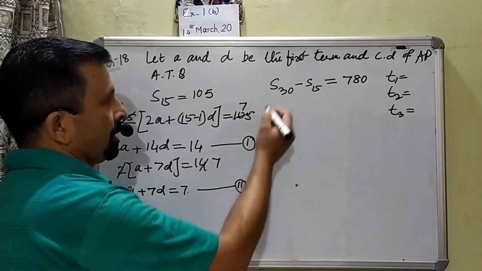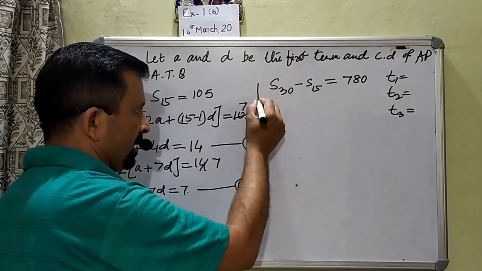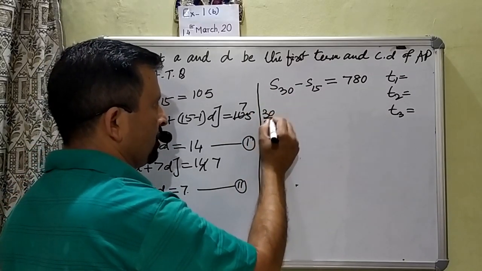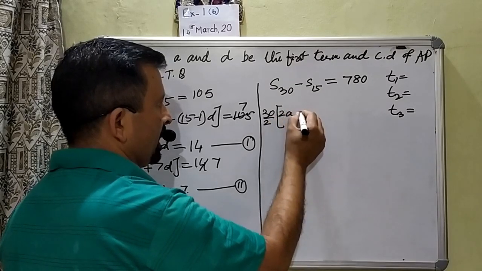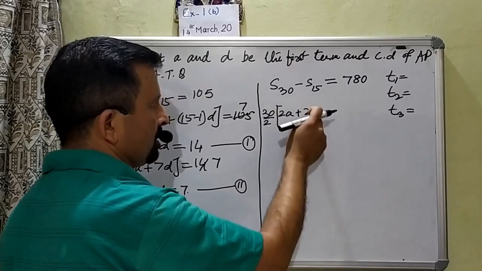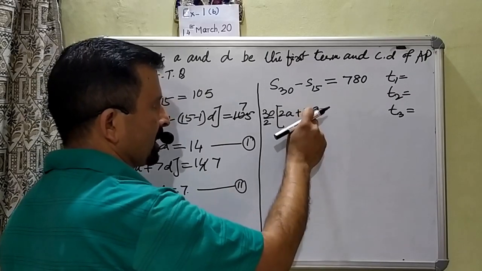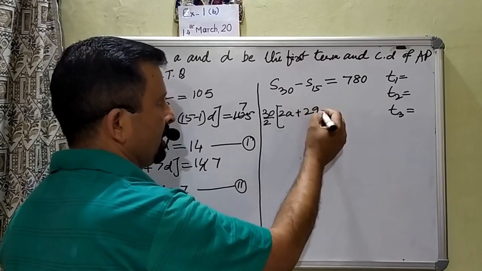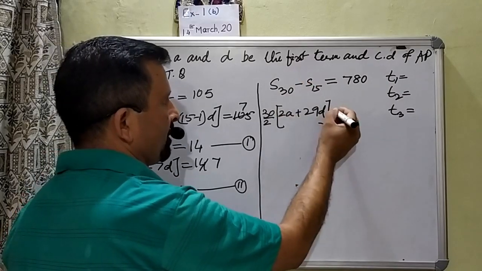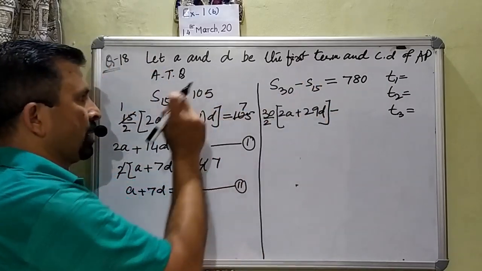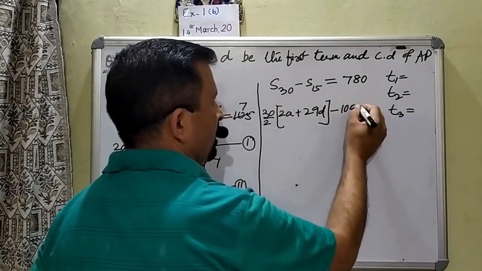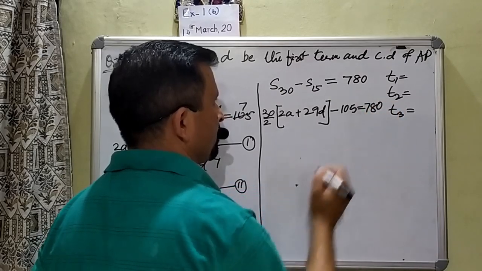As S30, we can write this as 30 divided by 2 into 2a plus 29d, I will write directly 29d because I have less space. This is n minus 1, that means 30 minus 1. So it is 29d. This I wrote the value of S30, minus S15. And S15 is already given, 105. So let us put this value here, 105. And this is equal to 780.